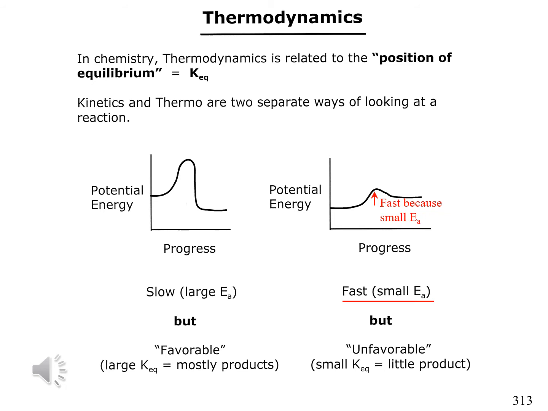You can have any combination of these two. You can have favorable reactions that are either fast or slow, and you can have unfavorable reactions that are either fast or slow. Kinetics and thermodynamics, you have to look at both in order to understand a reaction. I want to give you an introduction to how thermodynamics works. The problem with it is thermodynamics can almost be more like a philosophy as much as it is a science. It's how the universe operates.